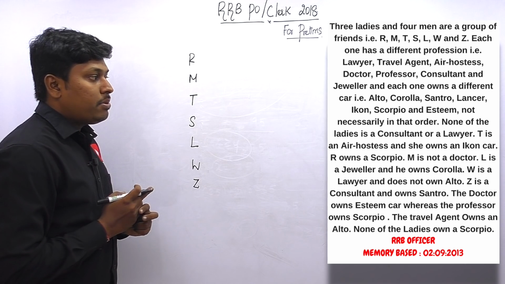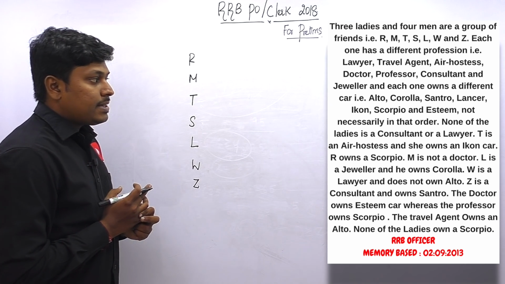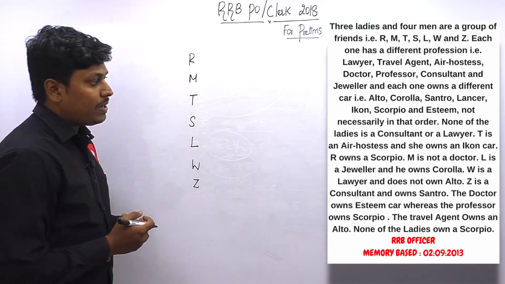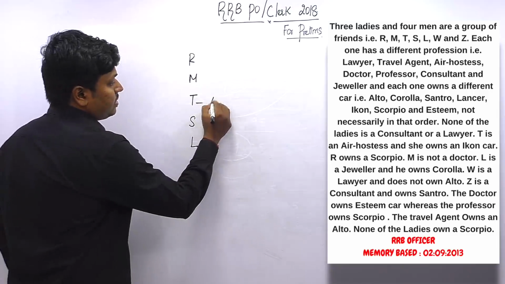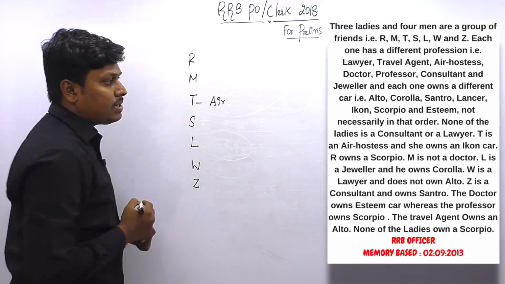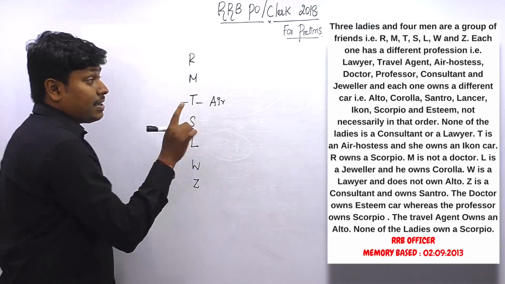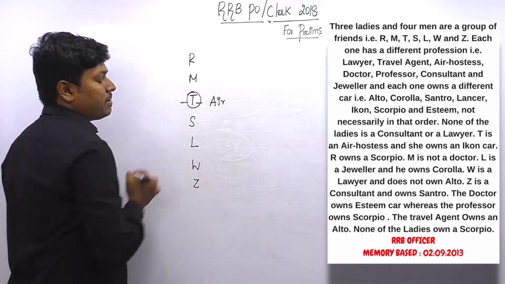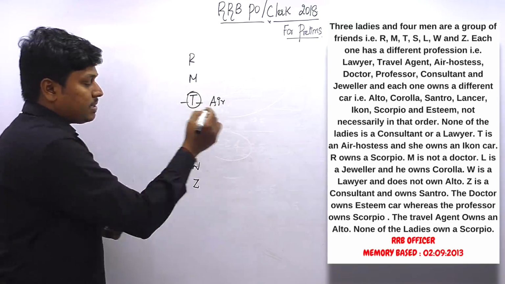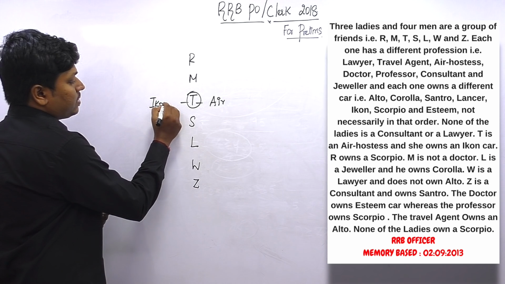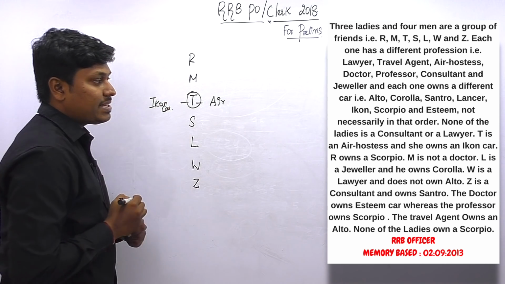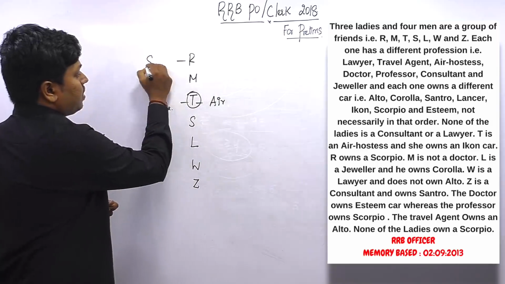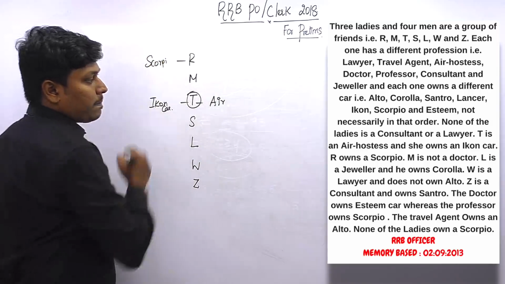Okay friends, point number 1: none of the ladies is a consultant or a lawyer. So a lady is not a consultant and not a lawyer. T is an air hostess, which determines a female person. So we can say that T is a female person and she owns an Icon car. Next point, R owns Scorpio.